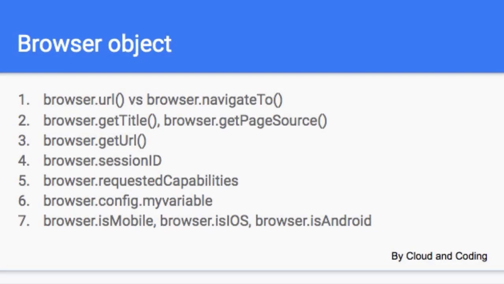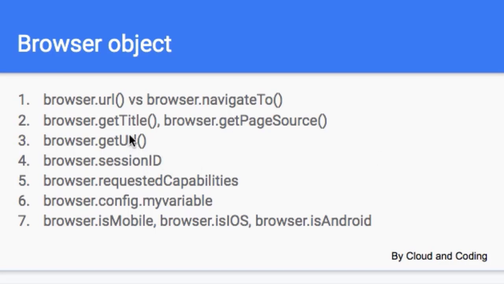In this video, I will explain how you can use the browser object in WebdriverIO. With the help of the browser object, you can get very important information about your automation. For example, you can get the current URL, you can get the title of the currently open web page, you can get the page source as well.